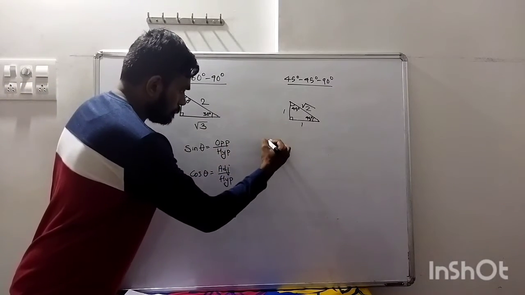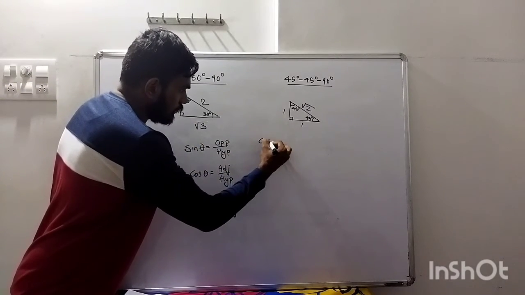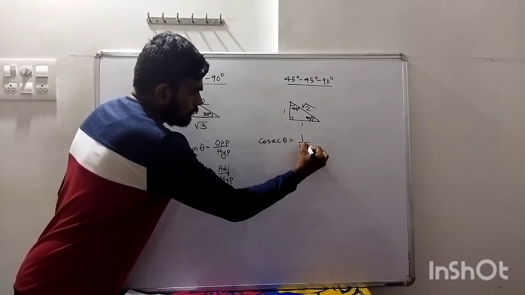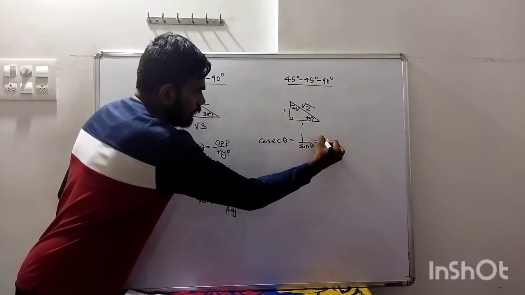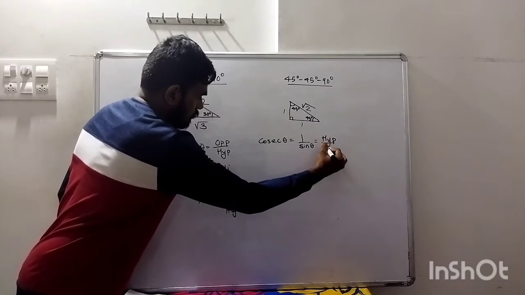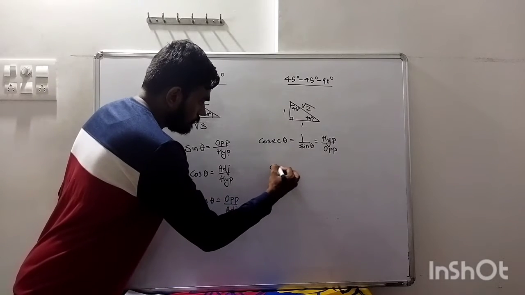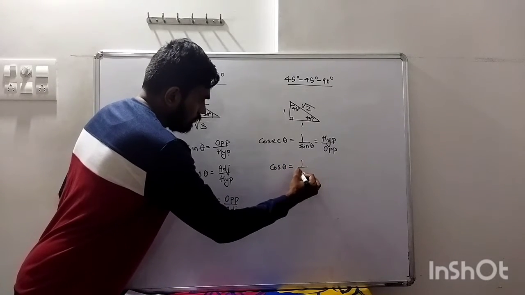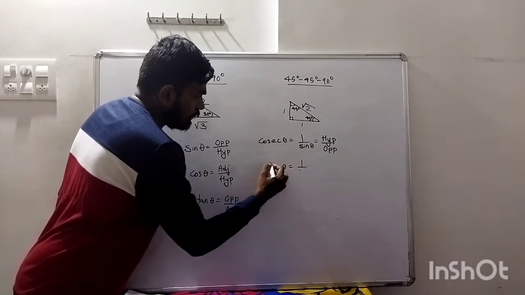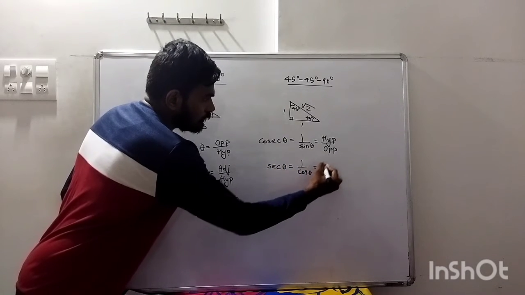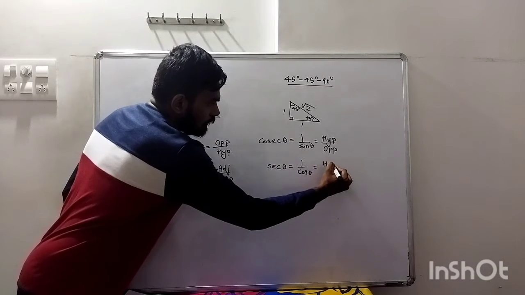Now here, the reciprocal of sin theta is cosec theta, which is same as 1 upon sin theta, correct? Which is same as hypotenuse upon opposite, correct? Similarly, sec theta is 1 upon cos theta, same as hypotenuse upon adjacent.